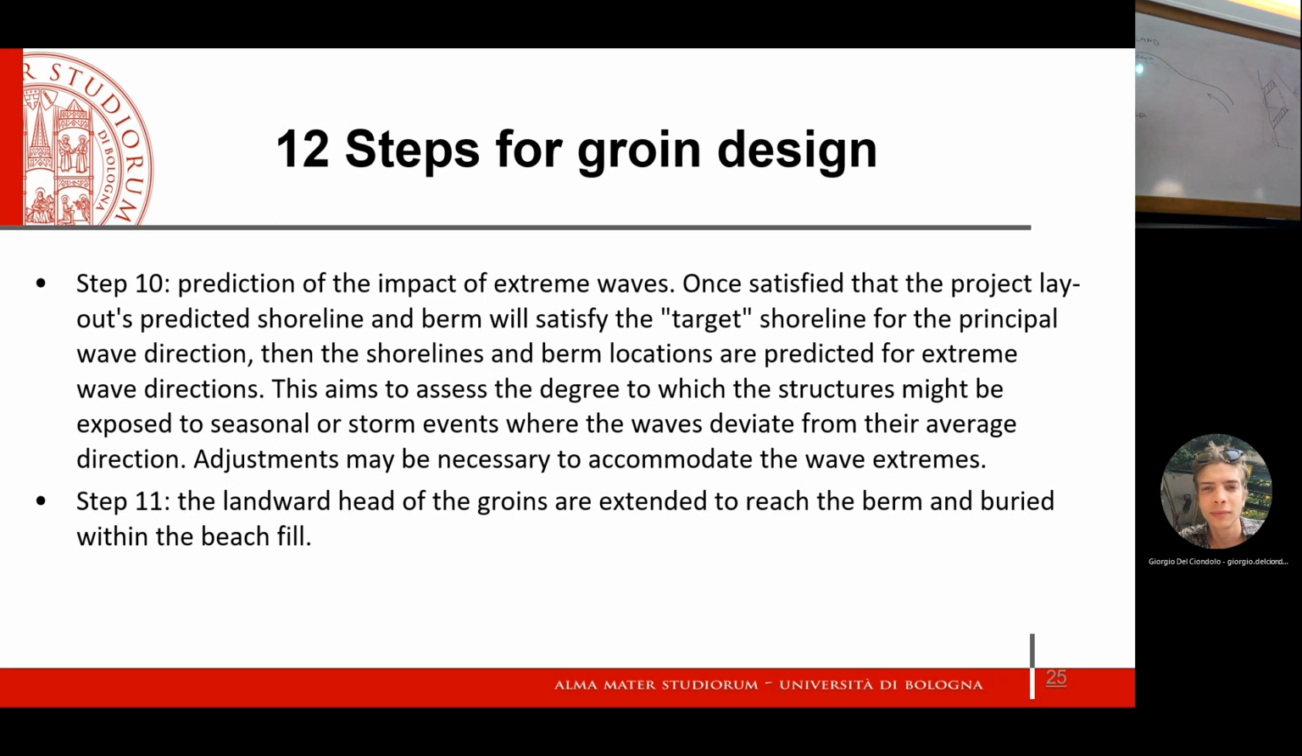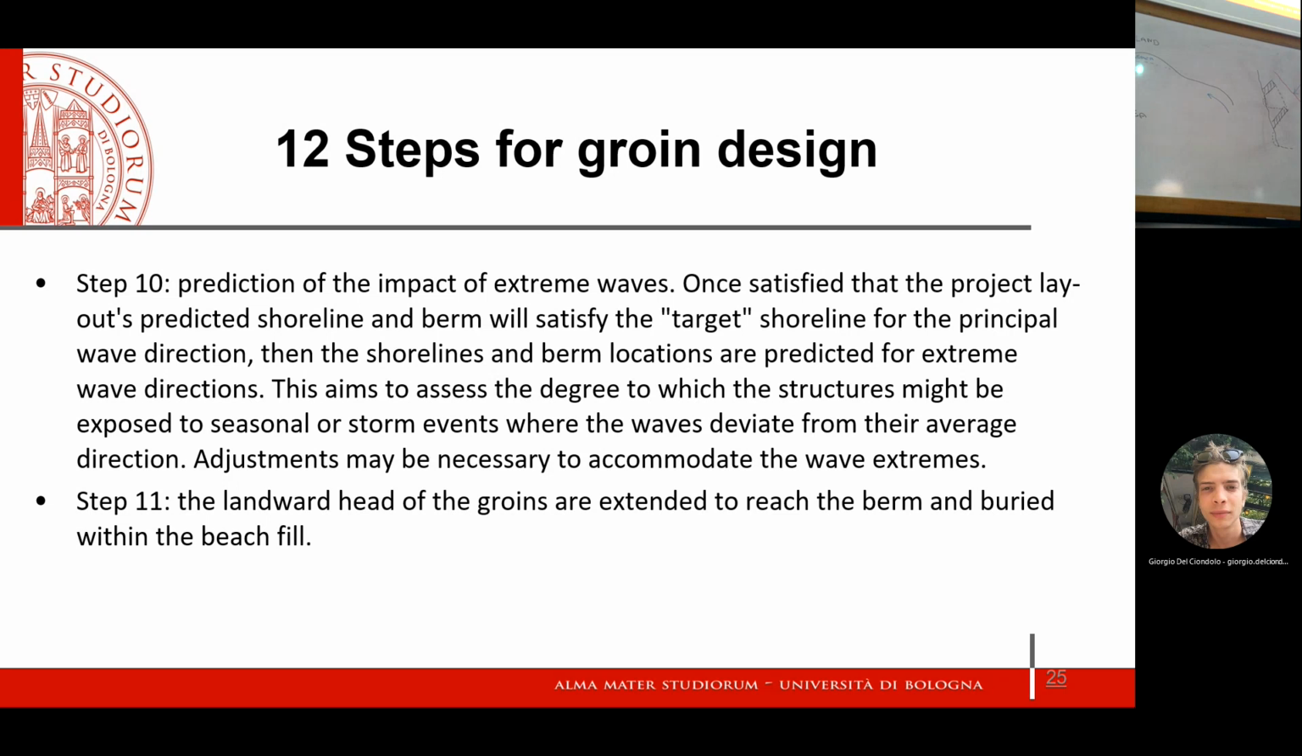Adjustment may be necessary, and of course, for this reason, as I said, we want to keep some flexibility in the design. In some cases, we use permeable groins, we use wooden groins, because permeable structures are lighter structures that can be more easily modified in their orientation. So this is why sometimes they are preferred. And then let's talk about the landward extension of groins.